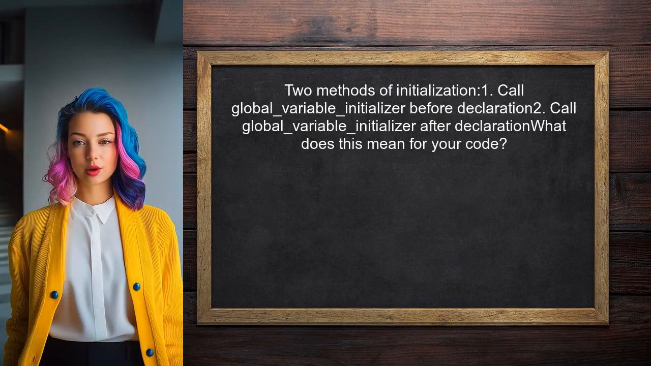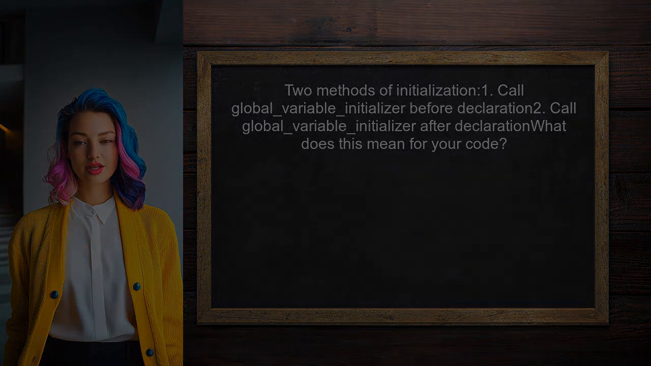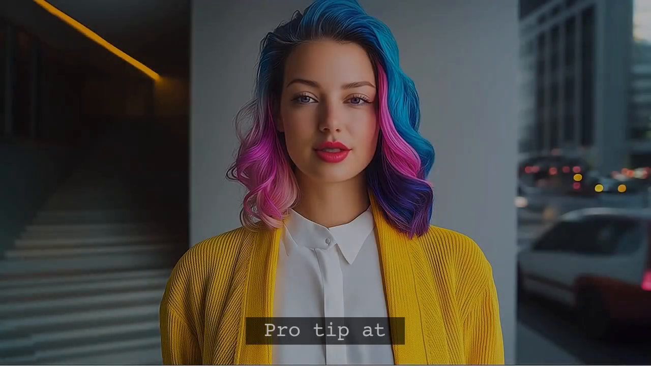So what are these two methods? The first method involves calling the global variable initializer before declaring your variables. The second method does it after. But what does that really mean for your code? Let's find out. And stick around.